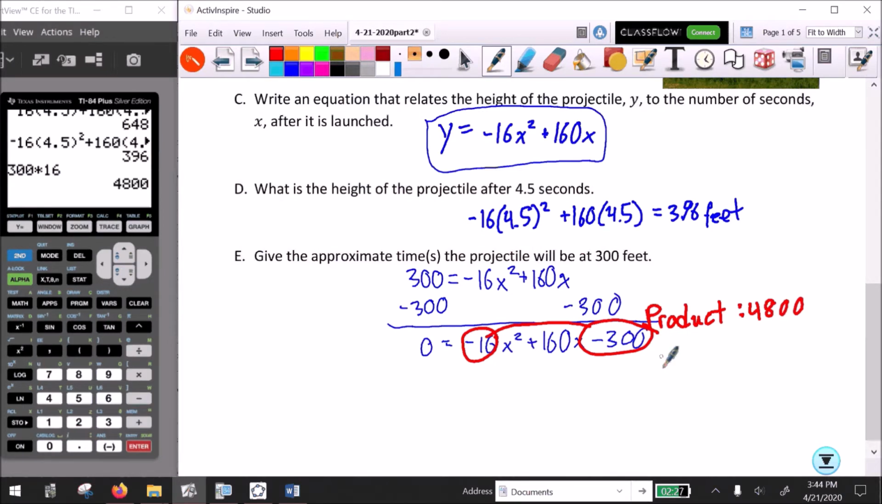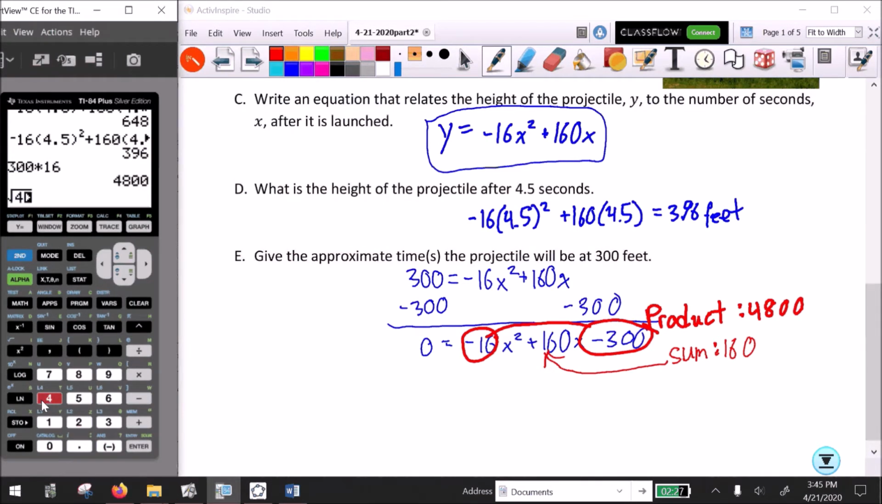And the sum that we're looking for is that middle coefficient, the coefficient of the middle term there, 160. So we're looking for 2 numbers that have a product of 4,800 and a sum of 160. Now, luckily for us, we don't have to divide 4,800 by every single number up to 4,800. We only have to check up to 69 because the square root of 4,800 is 69.3.